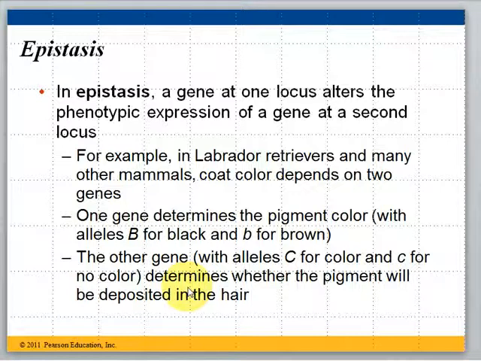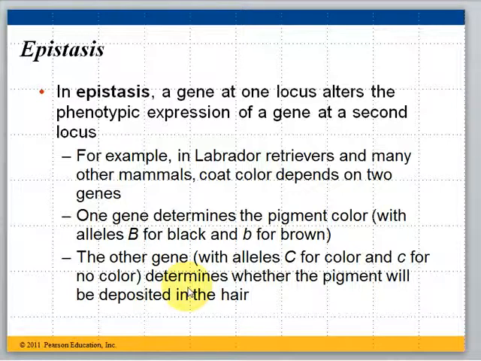So in Labrador retrievers, this is the case for determining their hair color, whether it's black or yellow or the brown chocolate in between. This is also the case in many other mammals in their coat color and fur color. It depends on 2 genes. One of the genes determines the pigment color, which is either going to be black or brown. So capital B is dominant black and lowercase b is recessive brown.